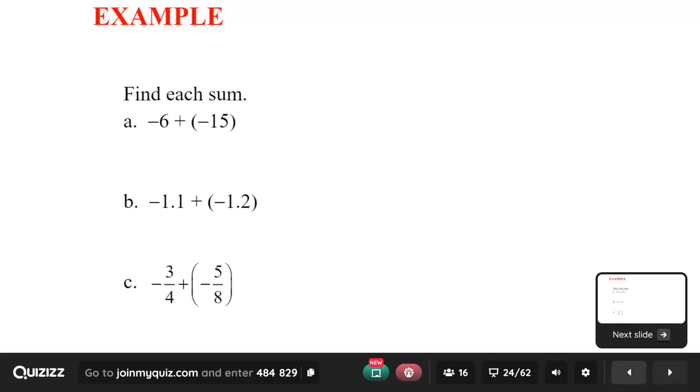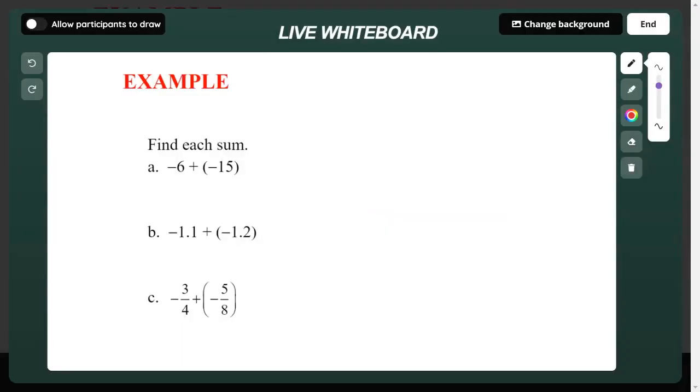All right? So let's go ahead and add now. I know I should expect negative answers on all of these. So I'm going to just add them and keep the sign. Okay? So negative 6 plus negative 15 gives me what? Negative 20. I know it should be negative, and then 6 plus 15 gives me 21.